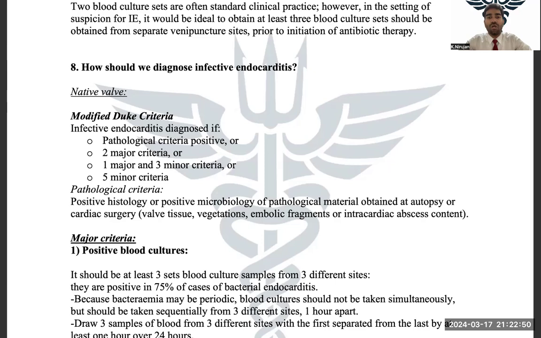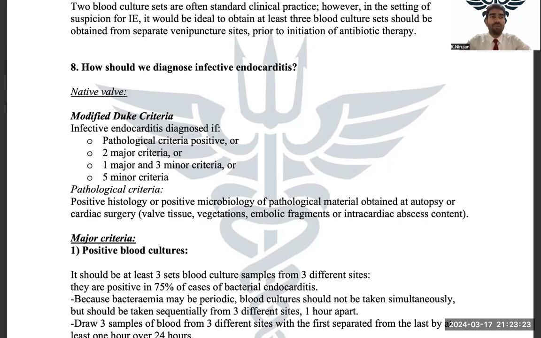modified Duke's. So when we were medical students, there was not much emphasis on pathological criteria. We had only major criteria, minor, and those. But there's now a pathological criteria. Say that an infective endocarditis patient dies or undergoes surgery where you can demonstrate or culture the organism in the valve, or you can show the vegetation or embolic fragments pathologically. That is confirmatory of infective endocarditis. You don't need to have anything else. So one pathological criterion is more than enough to diagnose endocarditis.